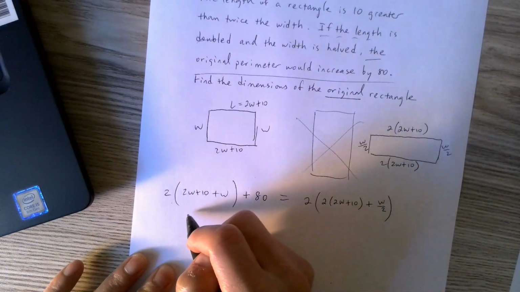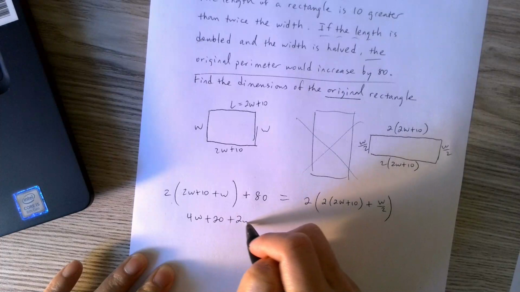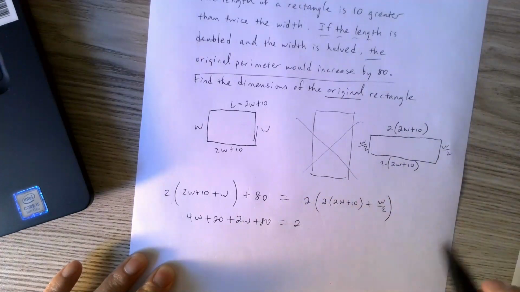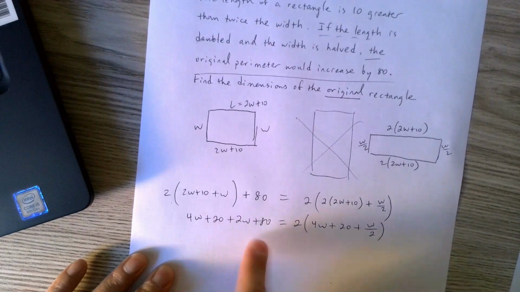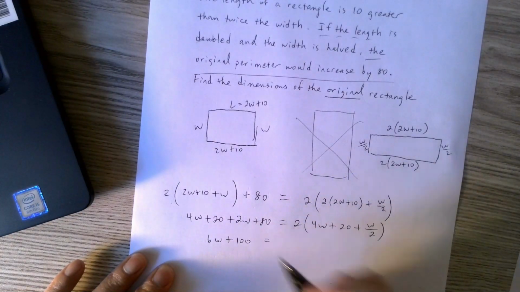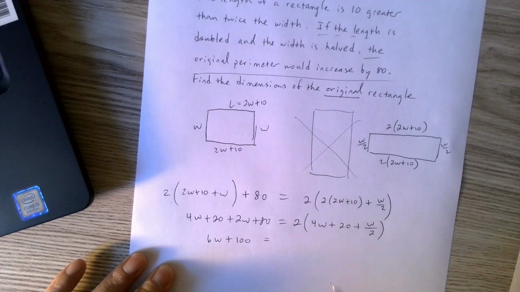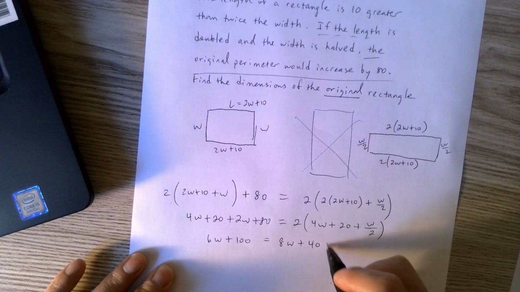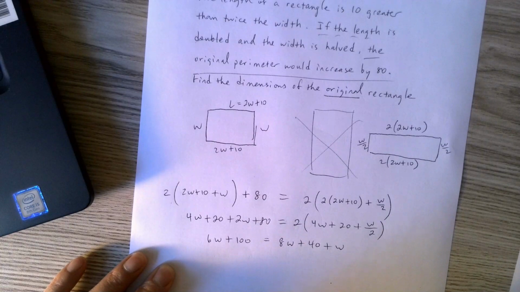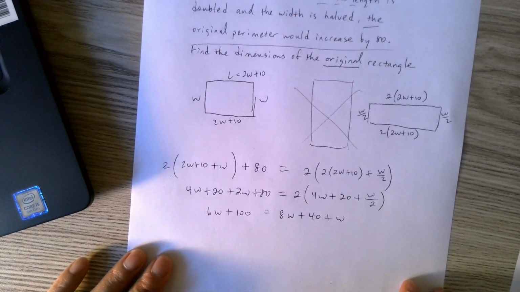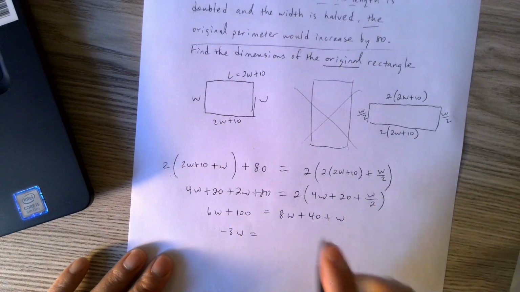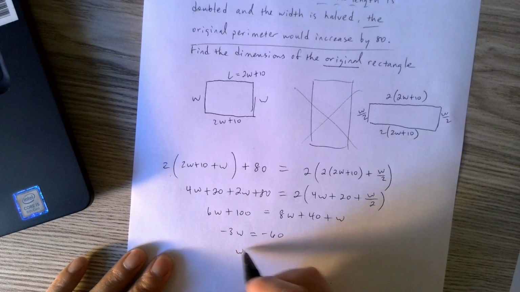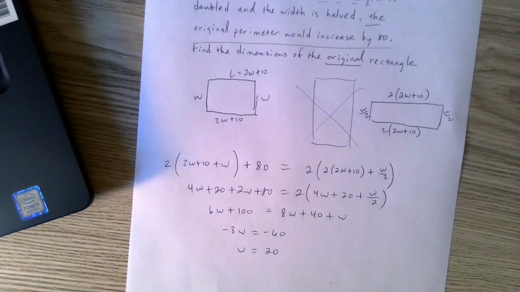I'm going to distribute this too. I'm not going to distribute this 2. I'm going to distribute the one inside here first. I'm going to combine like terms here. And I'm going to distribute this outer 2 here. I'm going to get all variables on one side. And I'll move this, subtract 100 on both sides as well. So I get a width of 20.